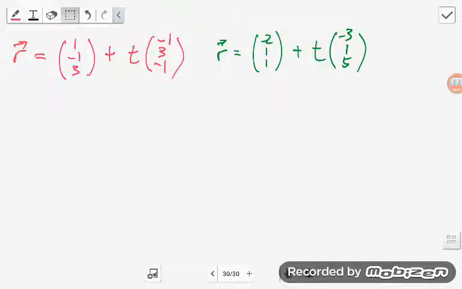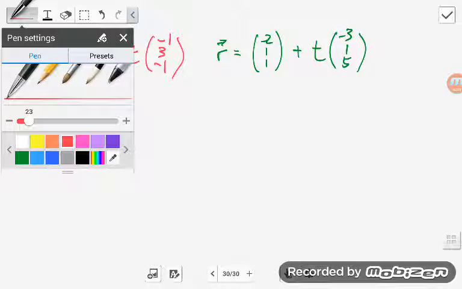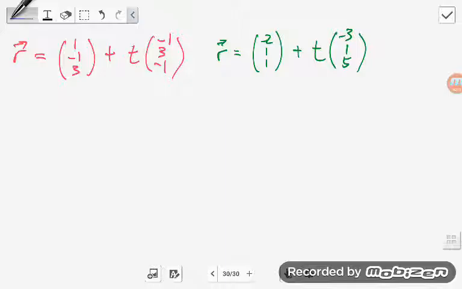Okay, perfect. Now, the question says this, and this is probably why vectors are so useful, right? They want us to find the acute angle between these two lines, the two lines.